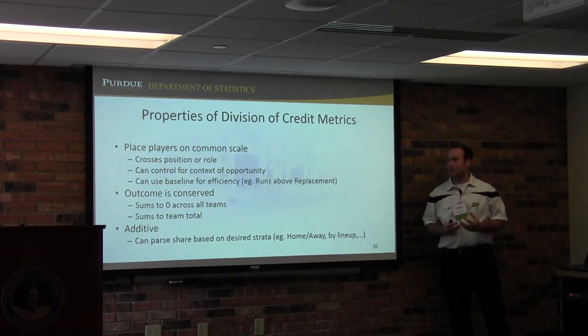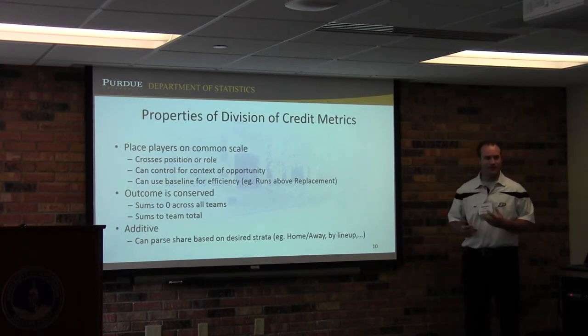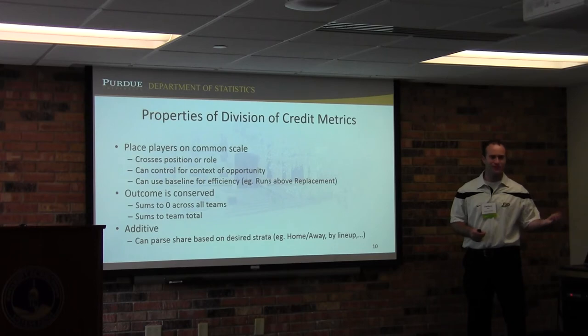So some kind of properties that come out of doing it in this way. When you are splitting credit, say wins or points, or the derivatives, you're putting everybody on the same scale. That's illustrated great in baseball's runs above replacement. You can compare someone who pitches to the DH, who only bats, and they're on the same scale, so that's nice.